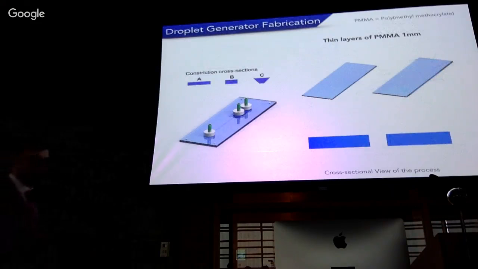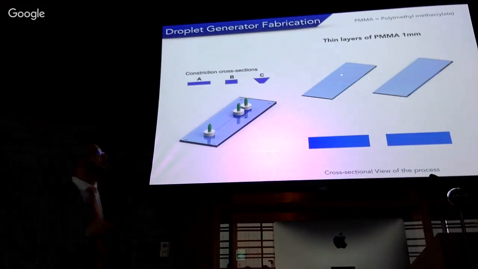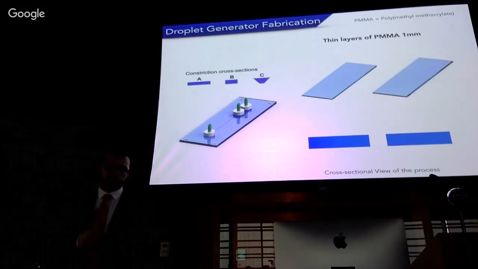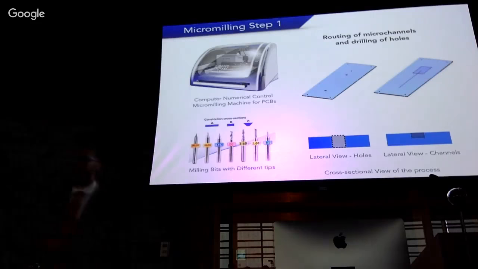And then we manufacture them. To manufacture them, I had to develop a process. This process was developed using PMMA layers, or polymethyl methacrylate. So we start with clean PMMA layers of 1 millimeter, and then we use a micromilling machine to cut the channels and make through holes, like in this case.